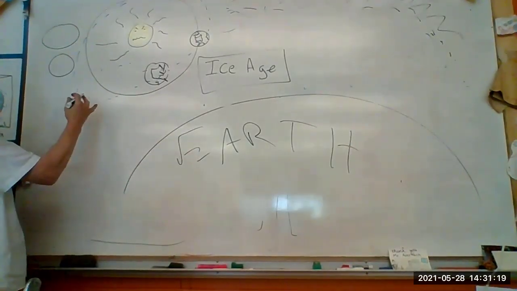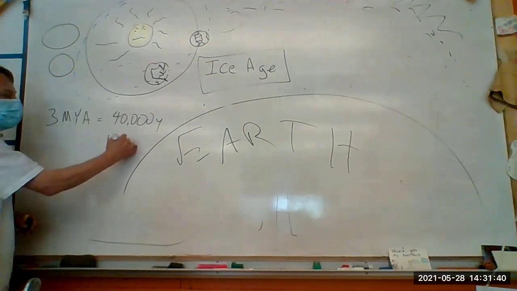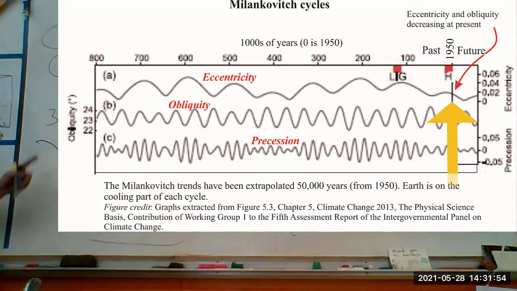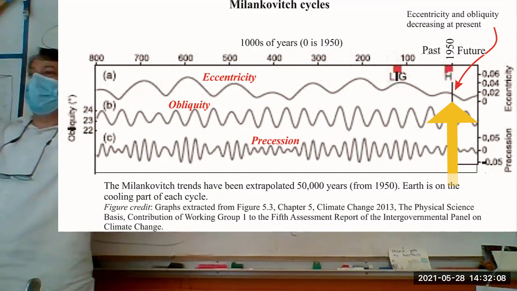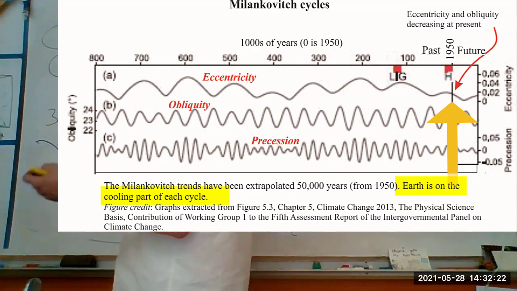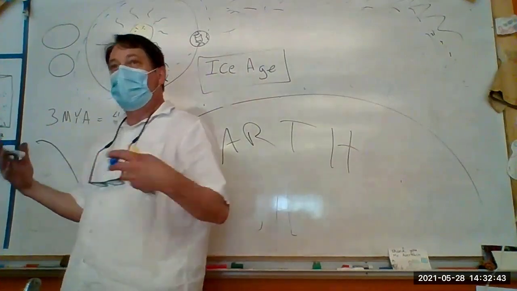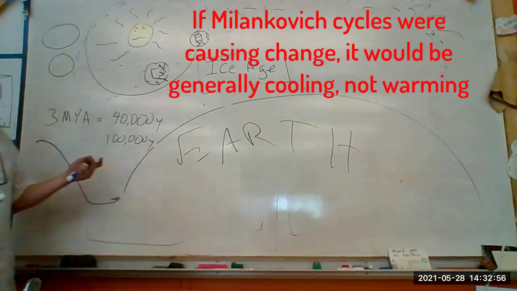As the orbit changes, the Earth becomes closer or farther from the sun, and that is going to affect it. For a couple of million years, the cycles were 40,000 years. Now they're 100,000 years. But again, we're in the downward stretch of a Milankovitch cycle as far as where we are temperature-wise. We're in the getting cooler part. So it's not something we can say is causing the changes in temperature that we're experiencing. If anything, it should be heading the other direction.